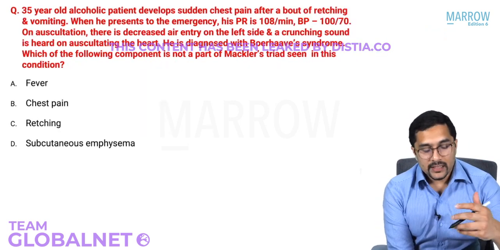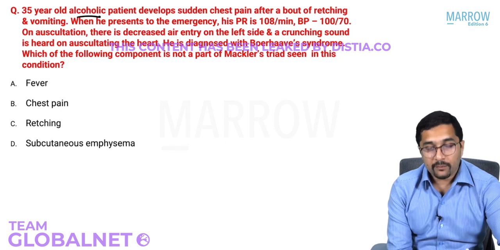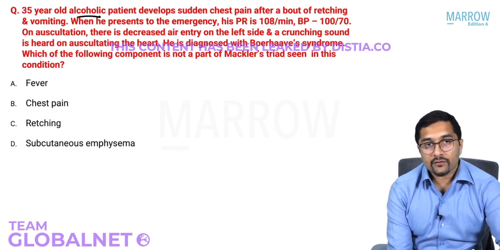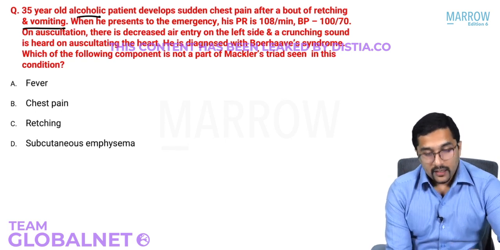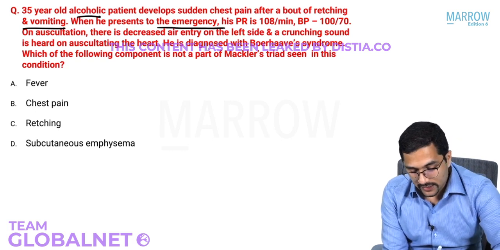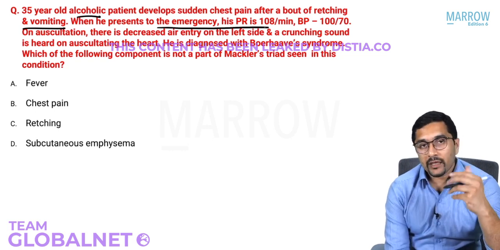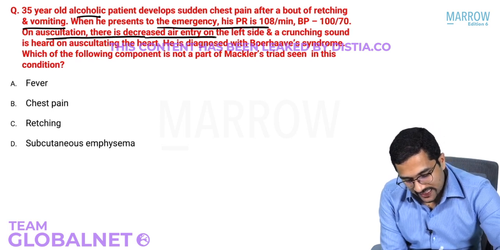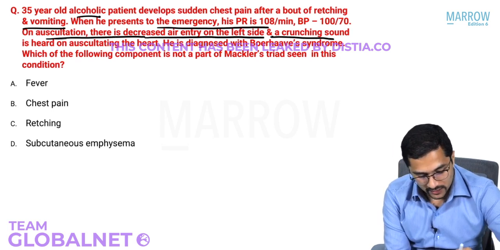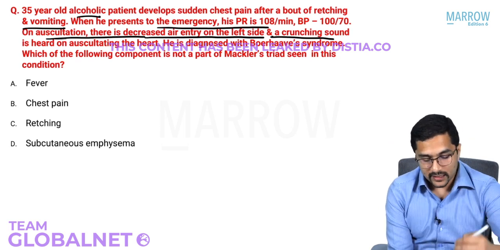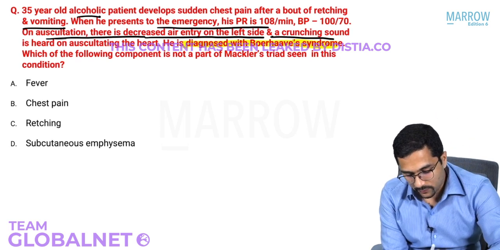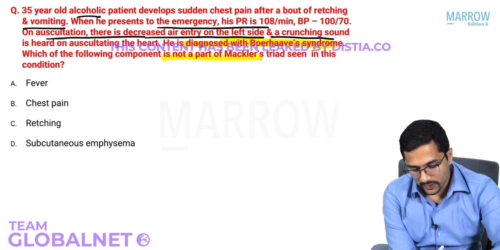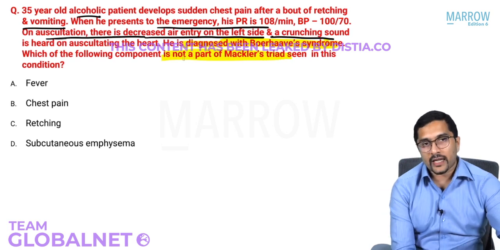So the final question in this module: a 35-year-old alcoholic patient develops sudden chest pain after a bout of retching and vomiting. When he presents to the emergency, his pulse rate is 108, BP is 100/70. On auscultation, there is decreased air entry on the left side and a crunching sound. So Hammond's crunch is there. He is diagnosed with Boerhaave syndrome. Which of the following is not a part of the Mackler's triad?